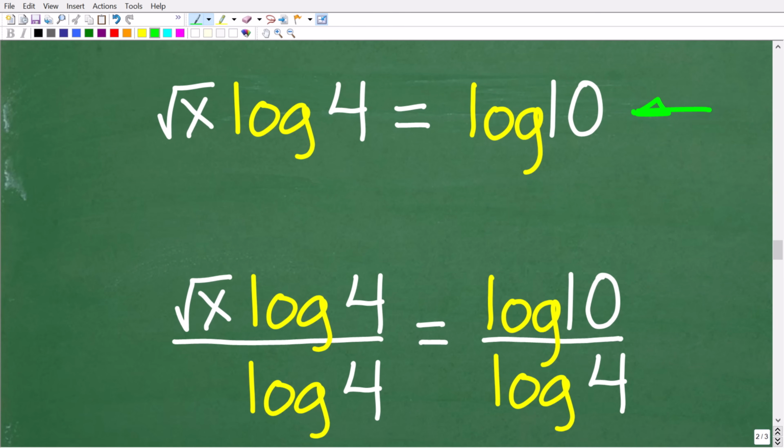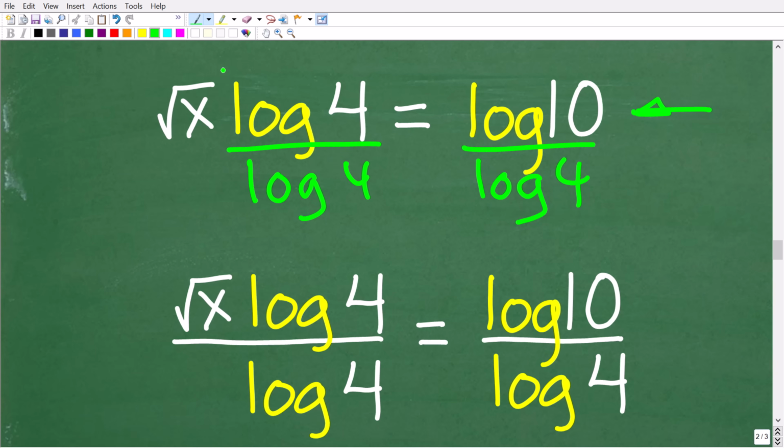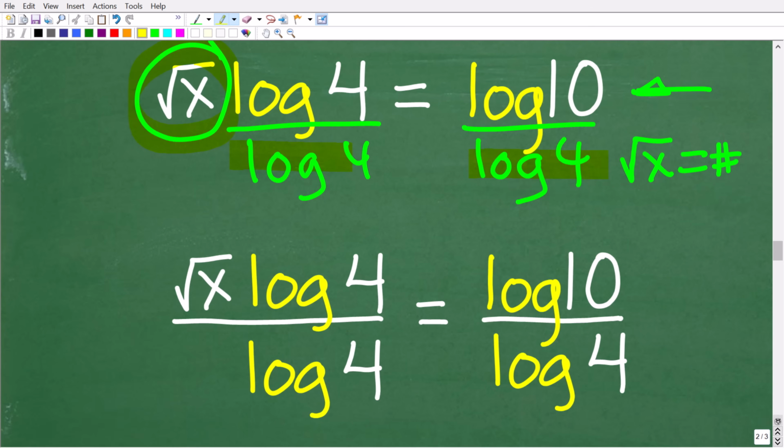Now the next thing that we want to do here is divide both sides of the equation by log 4. Again, we're talking about basic algebra here because we want to isolate this square root of x on the left-hand side of the equation. In other words, we want the square root of x is equal to some number. So from a basic algebra standpoint, all we have to do is divide both sides of the equation by log 4, and we'll have the square root of x all by itself on the left-hand side. Okay, so let's go ahead and do that.